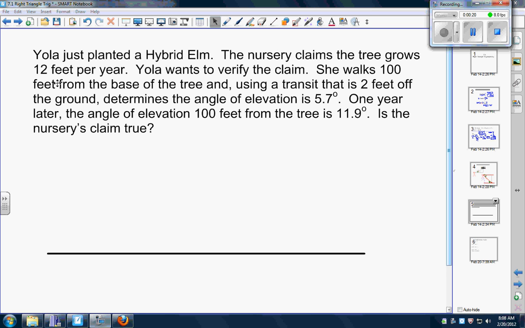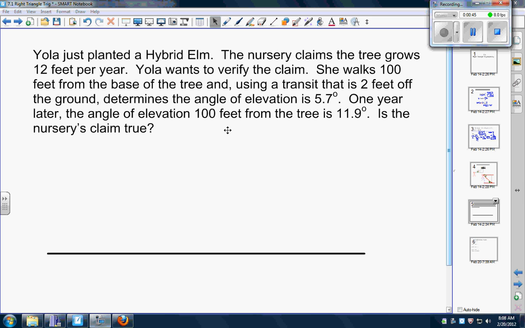So she walks 100 feet from the base of the tree, and using a transit, it's basically just a little stand that you'd put a scope on. So the transit's 2 feet off the ground, angle of elevation is 5.7 to the top of the tree. So a year later, she does that exact same thing, and the angle of elevation is now 11.9. Okay, so we want to see if the nursery's claim is true.